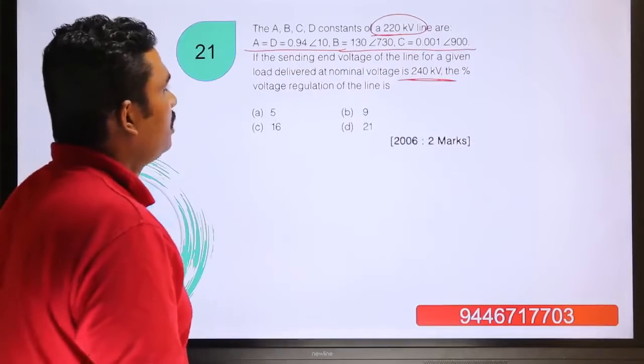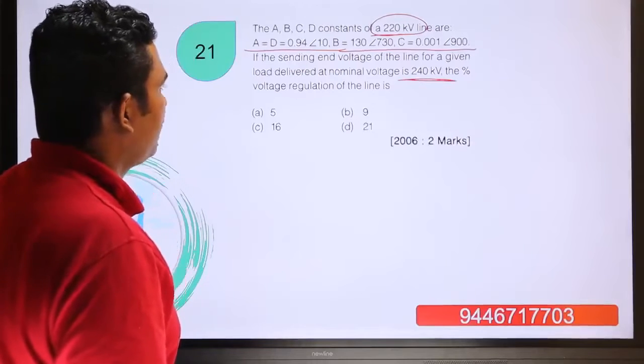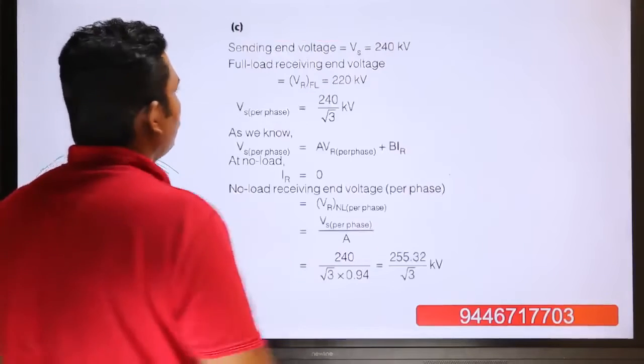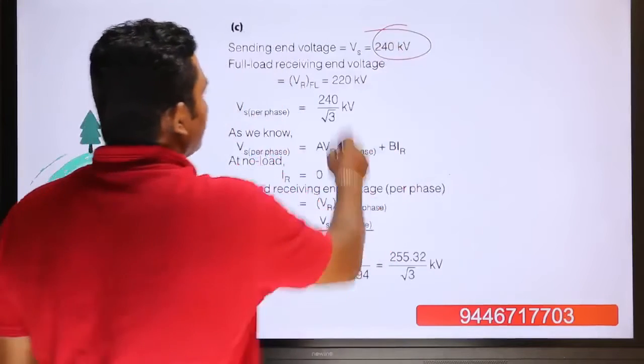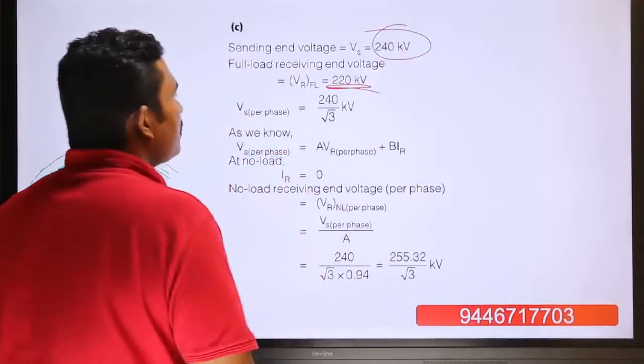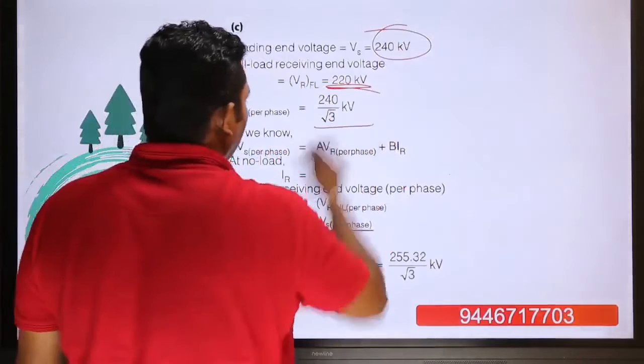So we will have to know the sending end voltage and the receiving end voltage to find out the voltage regulation of the line. So the sending end voltage is obtained as 240. Now the full load receiving end voltage is equal to 220. So what is the sending end voltage per phase? It is 240 divided by root 3 kV.